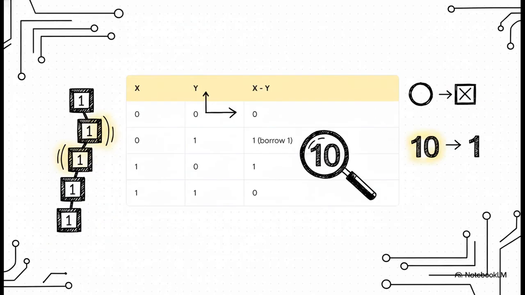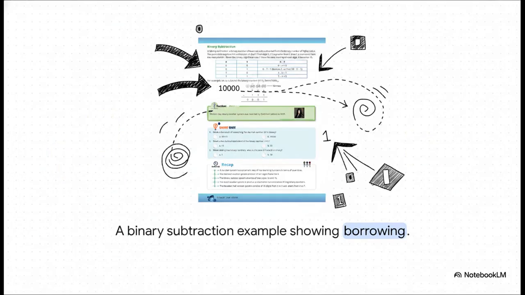Now, binary subtraction also feels pretty familiar, but there's a catch. 0 minus 0 is 0, 1 minus 0 is 1, 1 minus 1 is 0. Easy. But watch out for 0 minus 1. You can't take something from nothing. So, just like normal math, you have to borrow a 1 from the column to the left. That turns your 0 into a binary 10, and binary 10 minus 1 leaves you with 1. This perfectly shows the borrowing rule in action.